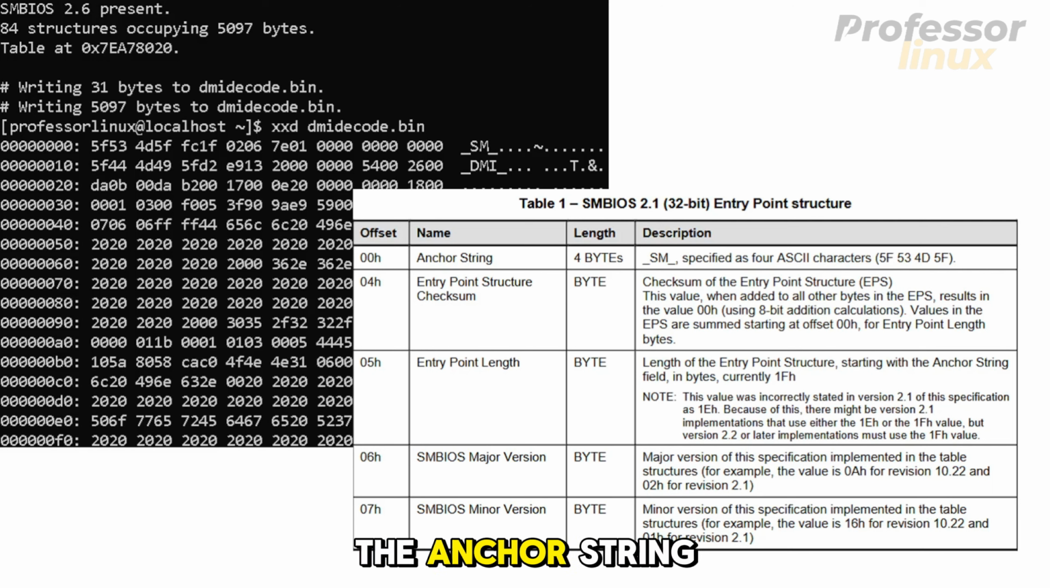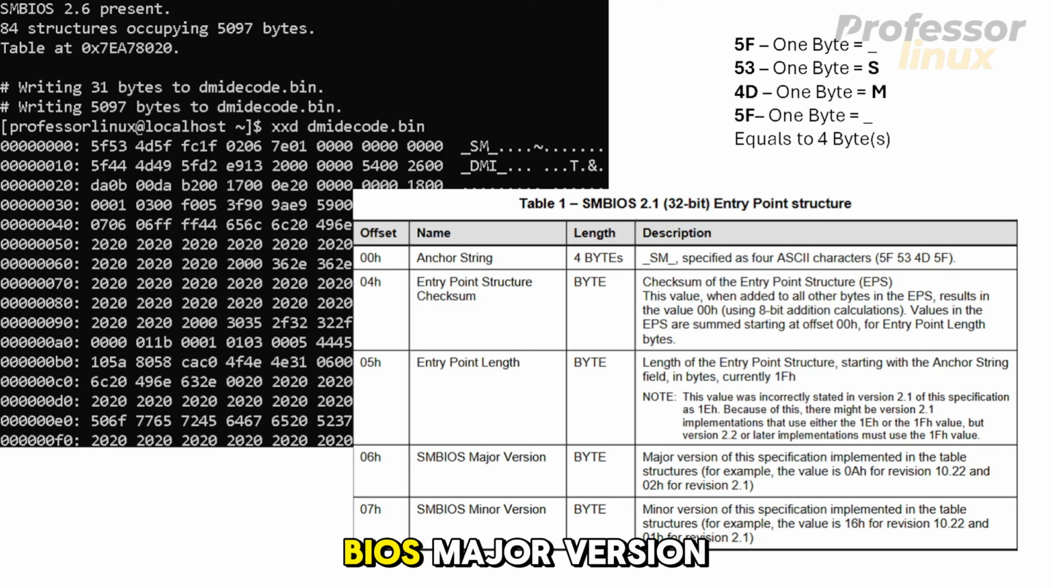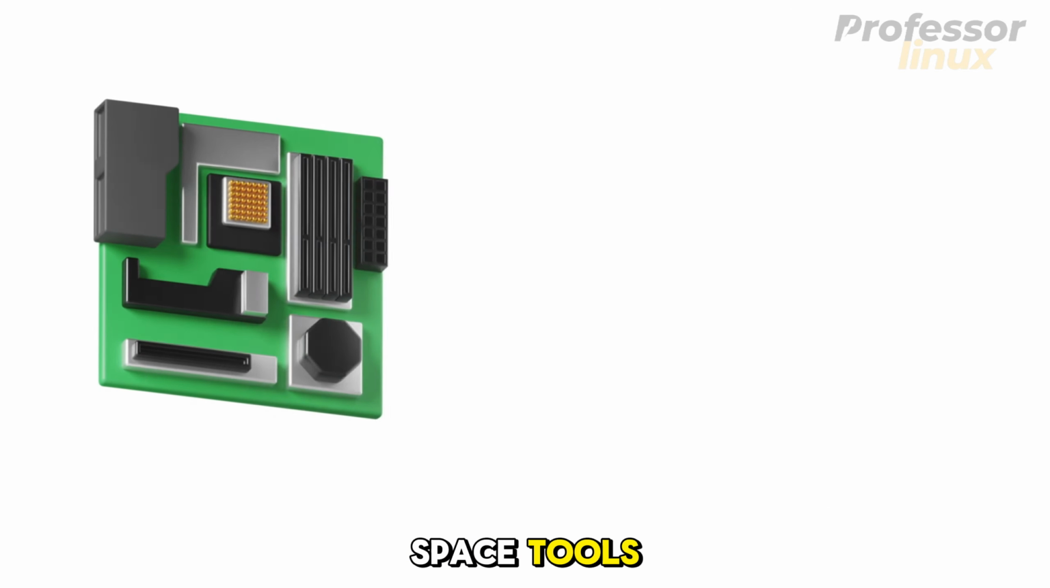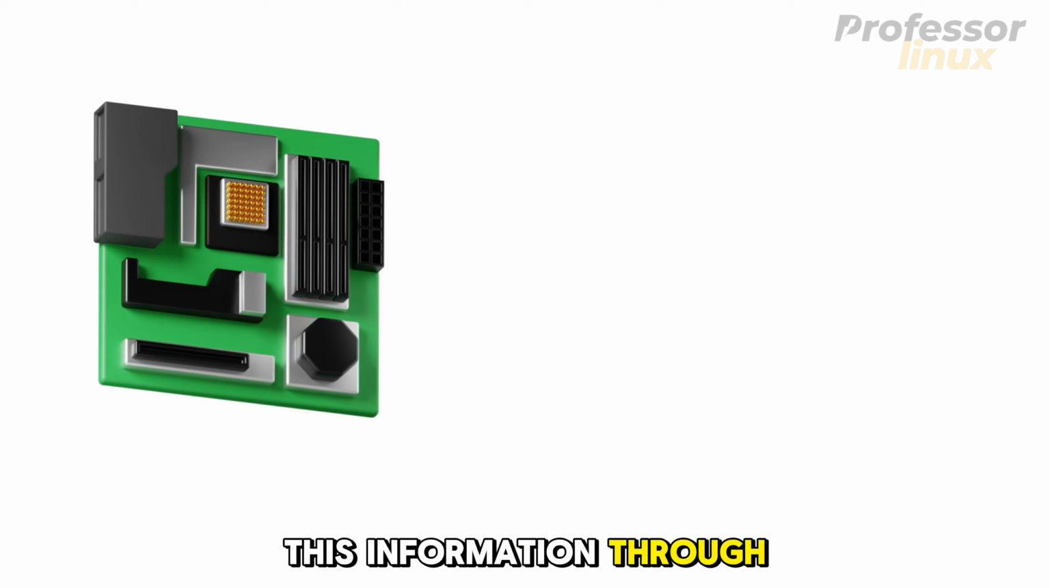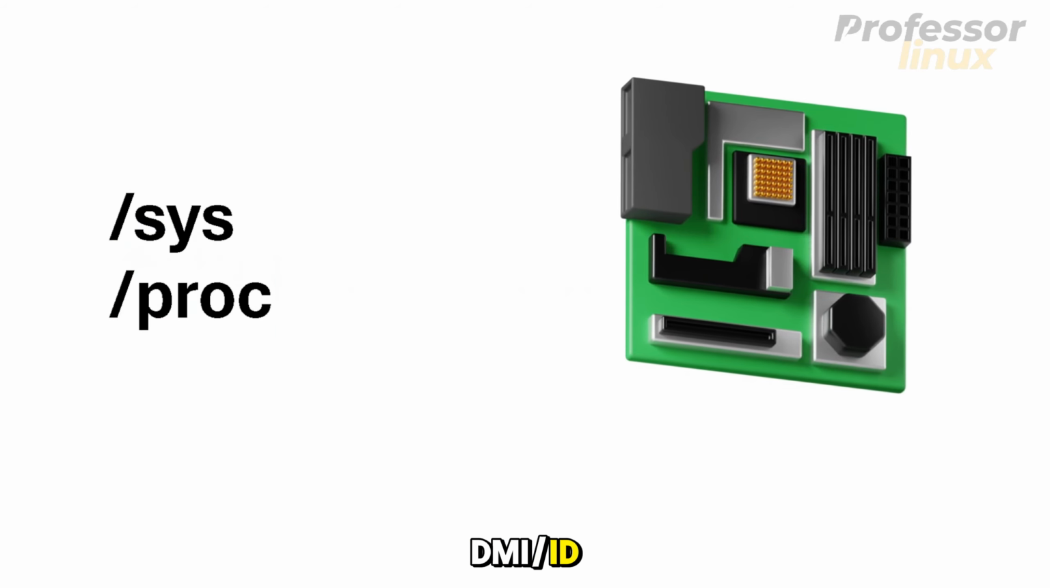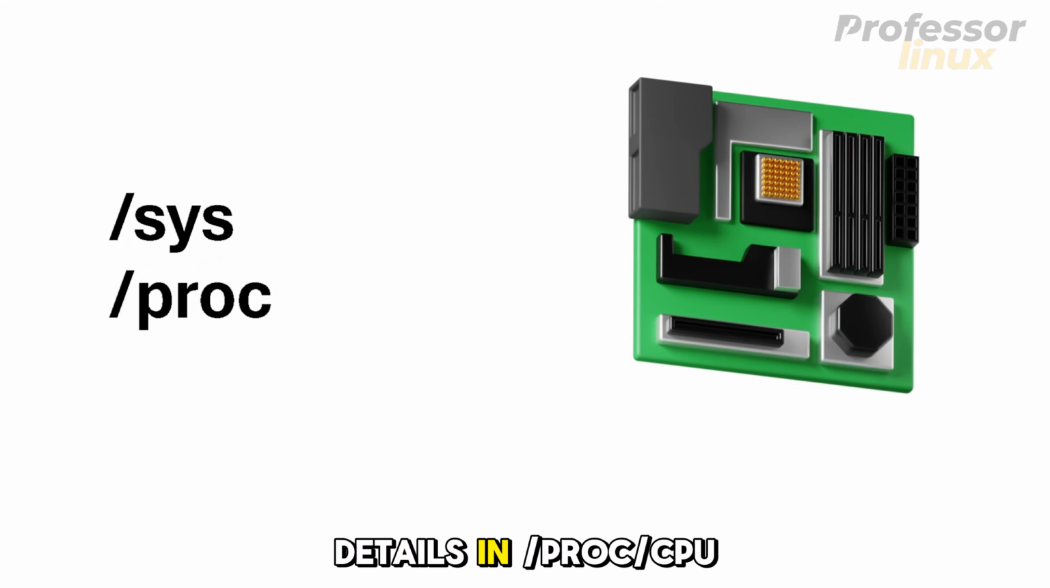We can see on the chart the anchor string is 4 bytes: 5F 53 4D 5F. We can see the SMBIOS major version, which is 1 byte, 02, and the minor version, which is 06, so it will be SMBIOS 2.6 in this example. Once the kernel processes this data, it makes it available to user space tools. You can access this information through paths like /sys/class/dmi/id/ or check out details in /proc/cpuinfo, which includes things like CPU model and memory info.